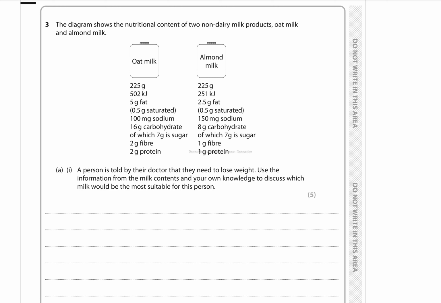Yes. Okay, these questions are coming up more, I've noticed. What you've got is oat milk and almond milk. They are non-dairy milk products. And they want you to discuss those. A person told by the doctor they need to lose weight. Use information on the contents and your own knowledge to discuss which milk would be more suitable. Right.